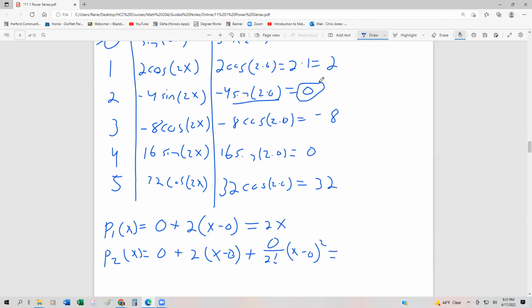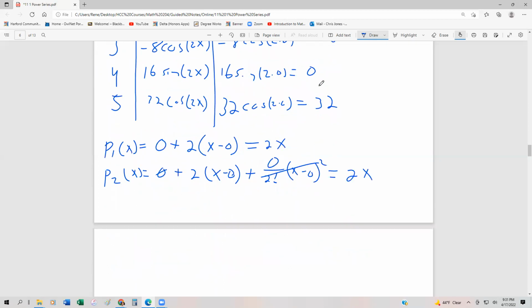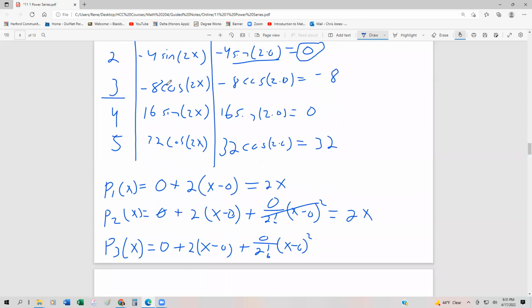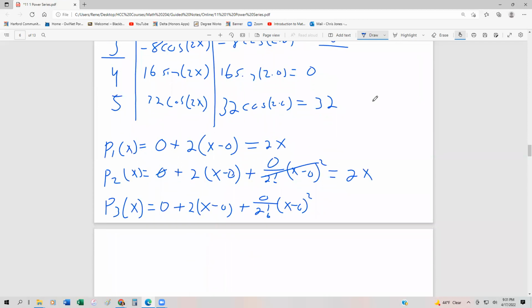And again, that goes away, and we're left with 2x, right? P3. And each time we find a next order polynomial, we're just recycling the previous terms. So 0 plus 2x minus 0 plus 0 over 2 factorial x minus 0 squared. And now we're going to take the third derivative at a. So that's going to be plus negative 8 over 3 factorial x minus 0 cubed.